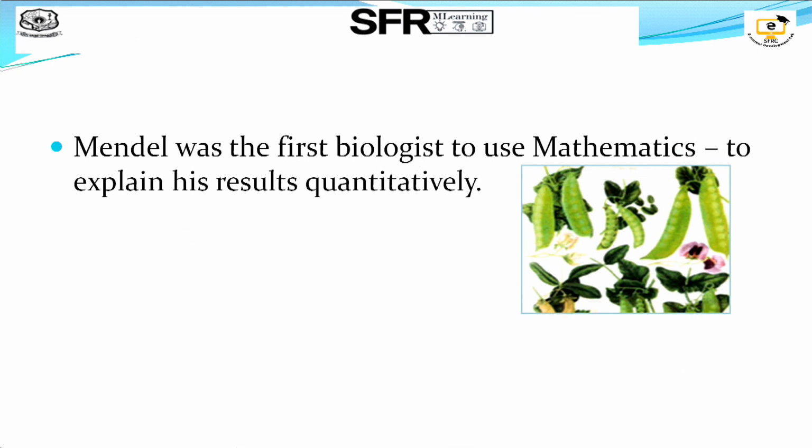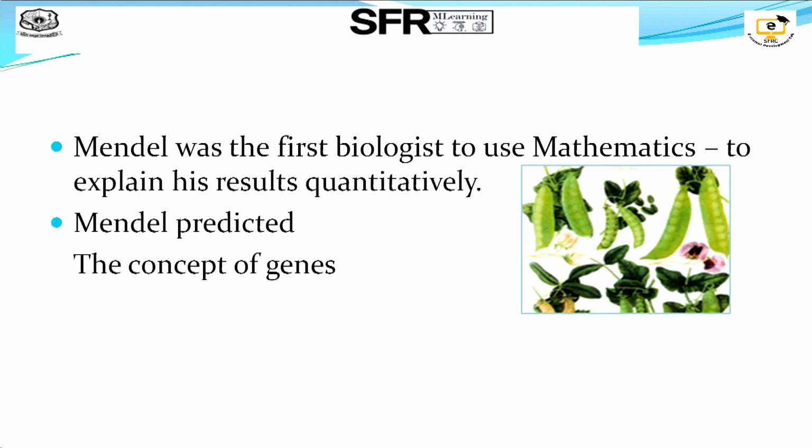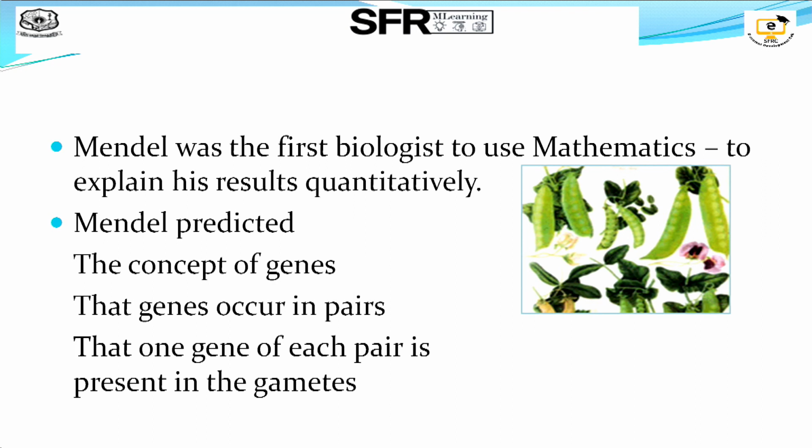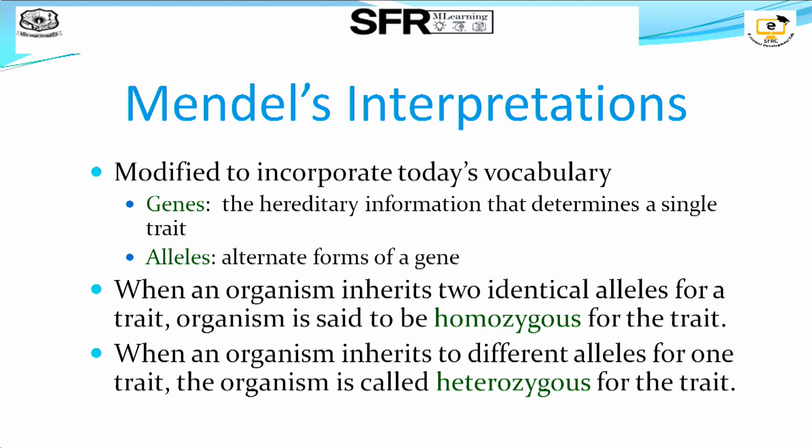He was the first biologist to use mathematics to explain his results quantitatively. Through the mathematical experiment, a science concept was explained only by Mendel. He predicted the concept of genes, that genes occur in pairs and that one gene of each pair is present in the gametes, but he didn't know anything about genes. So he just gave in his concepts that it is some factor responsible for the transmission of character, that is, the hereditary information that determines a single trait.